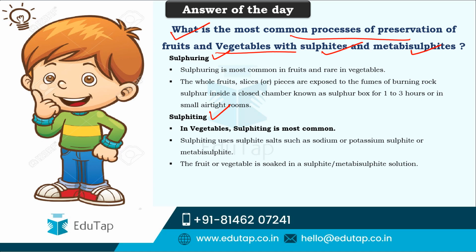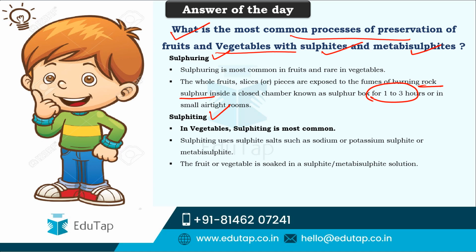Sulfuring is most commonly done in fruits but very rarely in vegetables, whereas sulfiting is the most common process of preservation in vegetables. Sulfuring is done majorly using rock sulfur. Rock sulfur is burnt inside a closed chamber, especially one made of wood, because sulfur is corrosive in nature. Metal can't be used. In that chamber, the fruit pieces, slices, or whole fruits are kept and exposed to the sulfur fumes for about 1 to 3 hours in airtight rooms, and this helps in preservation, thereby avoiding discoloration and also any infection.